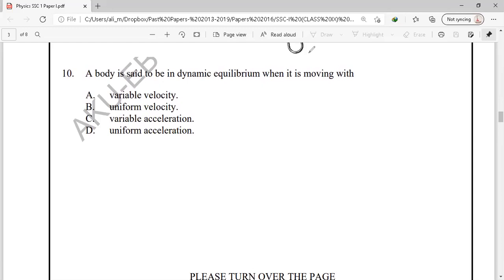Next, we have question number 10, and this question is also from our chapter number 4, Turning Effect of Force. So we are asked with a definition that a body is said to be in dynamic equilibrium. We know that equilibrium means the net force on that body is zero and the acceleration acting on that body is zero.